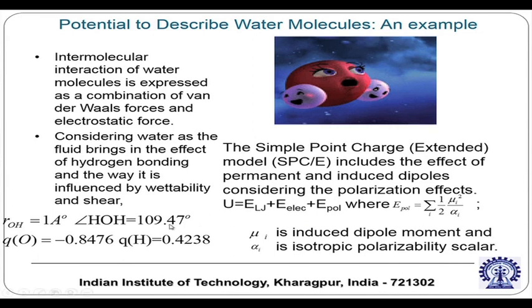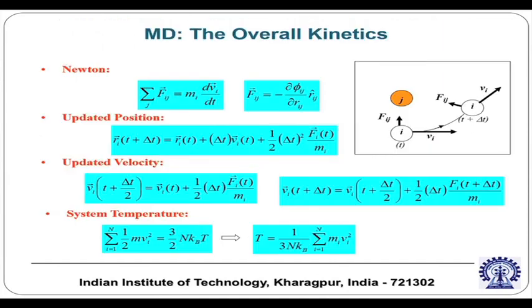So, you can have the HOH bond angle for water typically 109.47 degrees, that is taken in a model which we call the SPCE model, simple point charge extended model, which includes the effect of permanent and induced dipoles considering the polarization effects. So in the SPCE model you have the standard Lennard-Jones potential, the standard electrostatic potential plus a polarization potential. So these together make the SPCE model, which is possibly the most commonly used model for the potential of water.